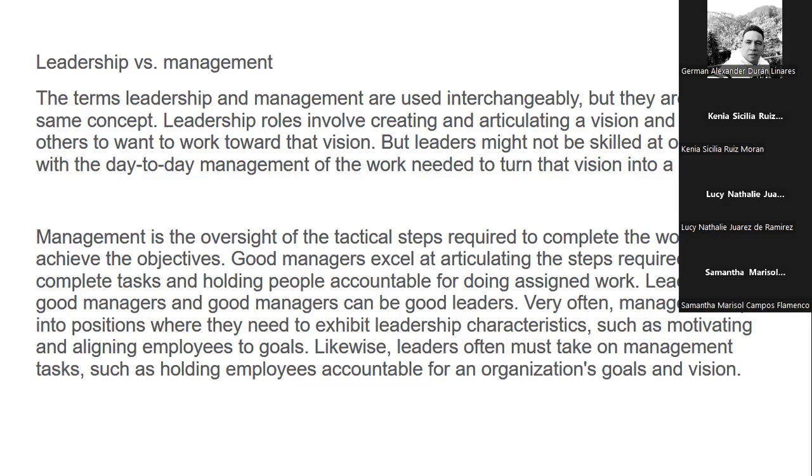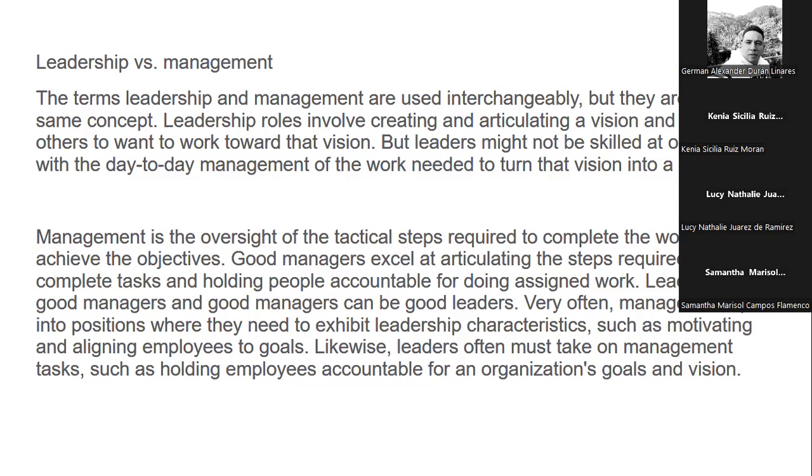But leaders might not be skilled at or involved with the day-to-day management of the work needed to turn that vision into reality. So that means you can be a good leader, but maybe you're not a good manager. A good manager has the knowledge and some specific skills, so you can manage a situation. Both are related to managing people, but management is related to the skills and knowledge that you have, so you can solve a situation. And leadership is more related to the vision, to inspire people, to work with people and have fun with them and make them feel happy.